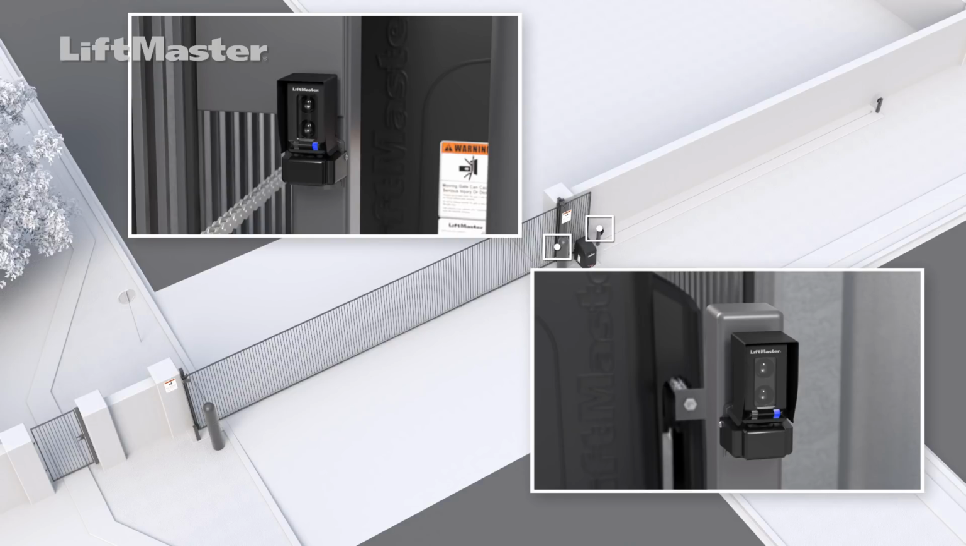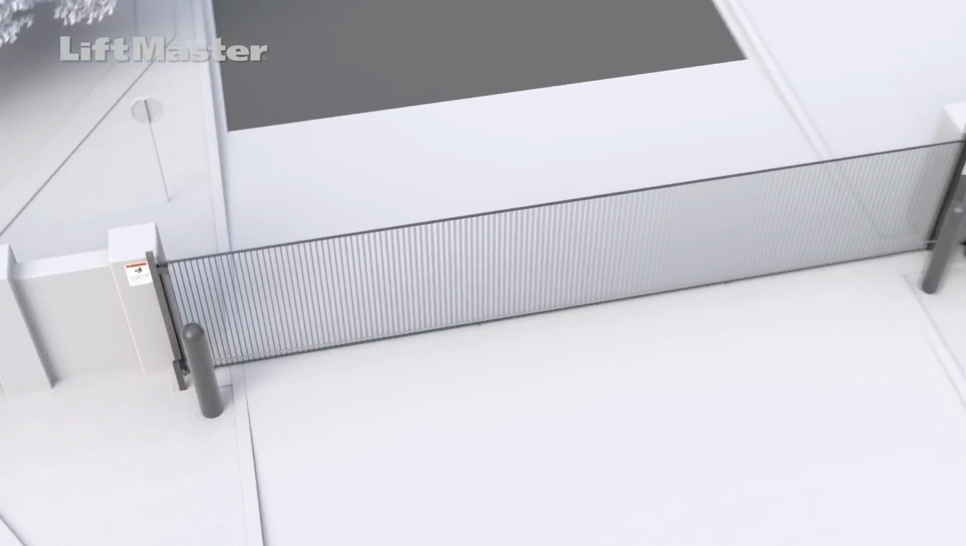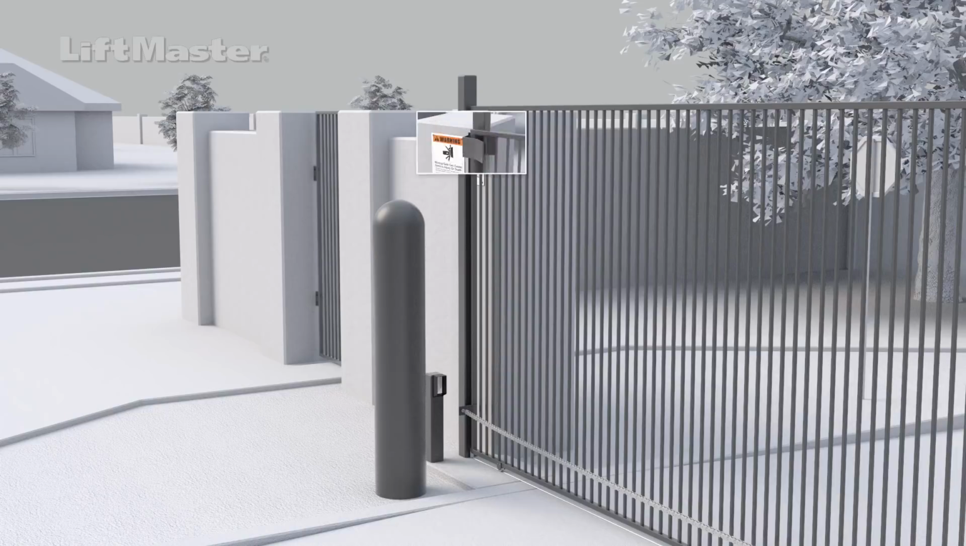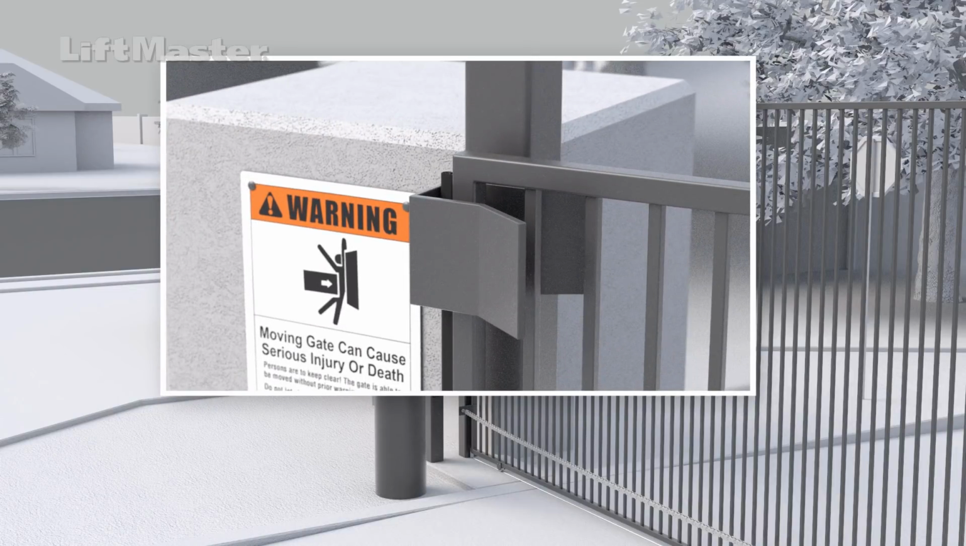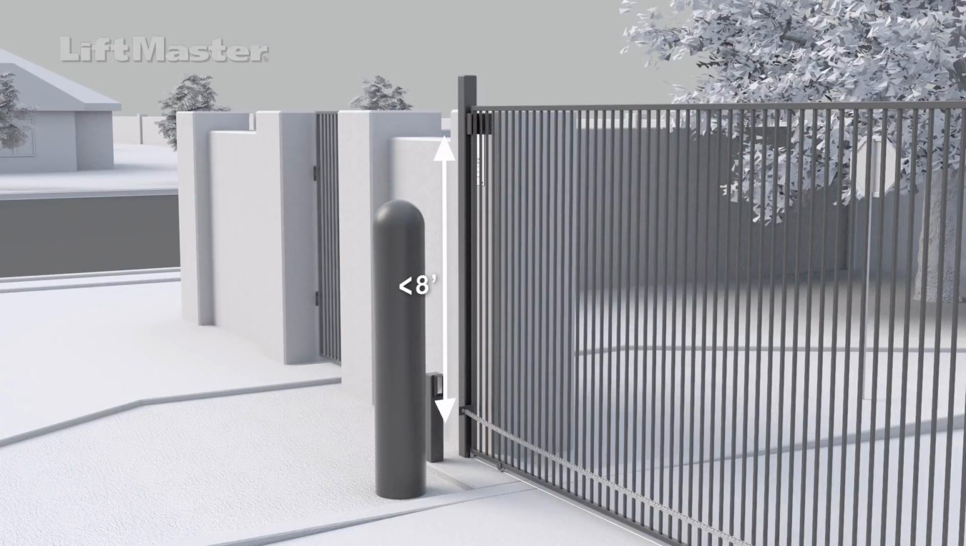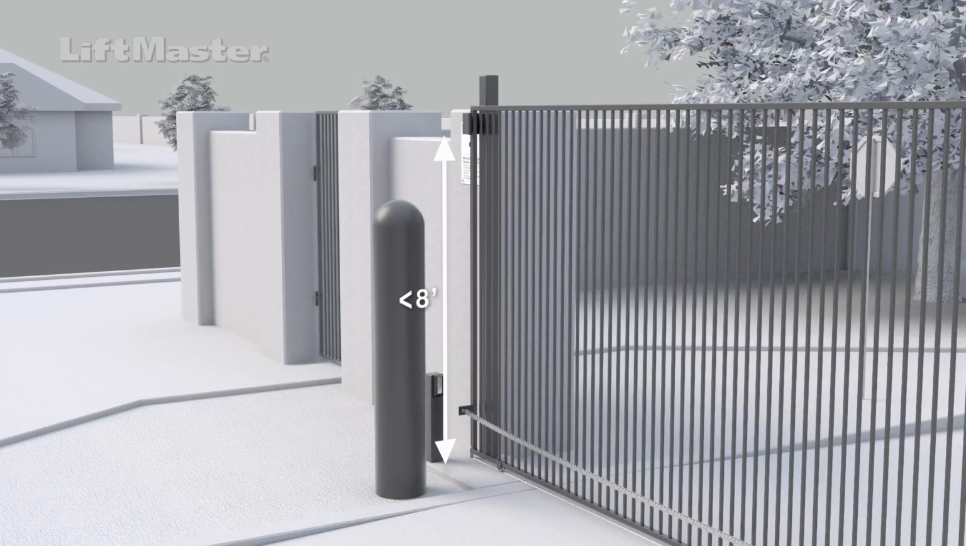It's common to find receiver guides mounted on the front side of a receiver post. To be ASTM compliant, any receiver guide mounted lower than 8 feet above grade must be mounted behind or to the side of the receiver post.